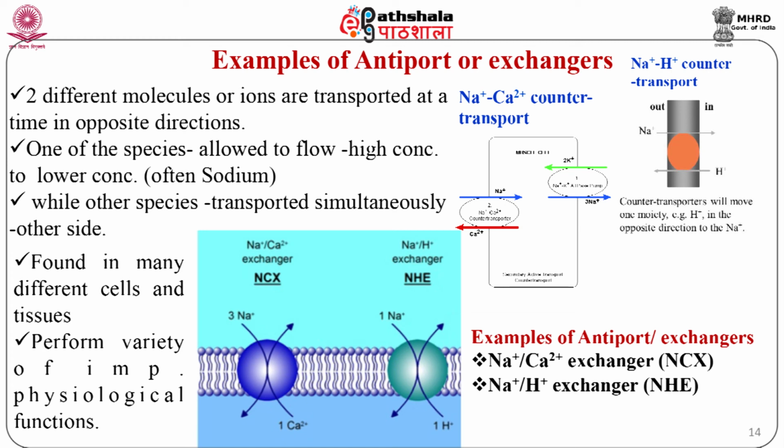Examples of exchangers. Exchangers are also known as antiporters. They are found in many different cells and tissues. They perform a variety of important physiological functions. Three examples are shown here.